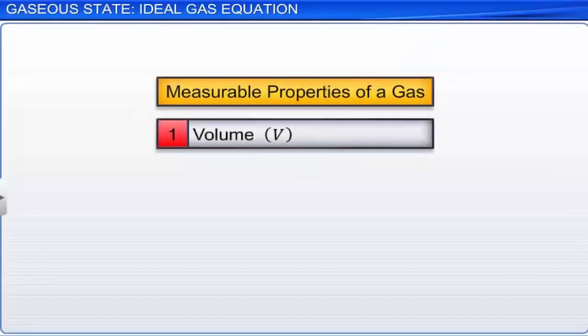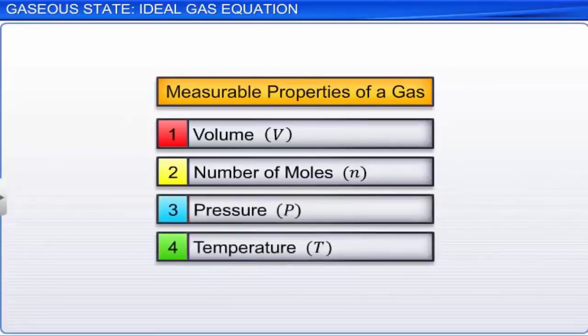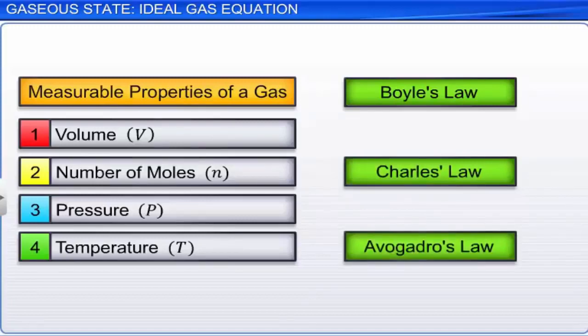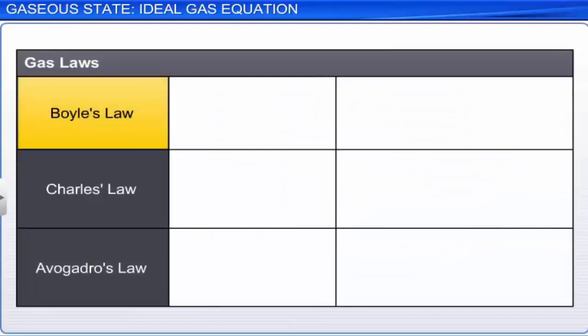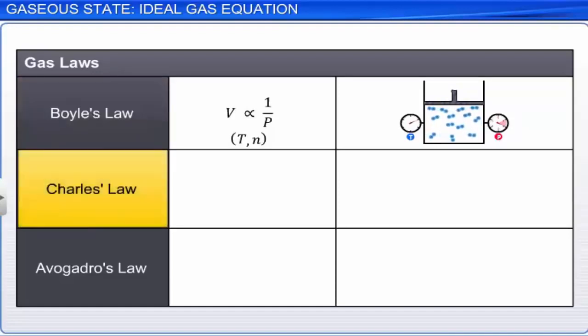We know that volume, the number of moles, pressure and temperature are the four interrelated properties that describe the behavior of gases. The relationship between these properties is described by three laws. They are Boyle's law, Charles' law and Avogadro's law. Boyle's law describes the relationship between pressure and volume. It states that volume is inversely proportional to pressure at constant temperature and number of moles. Charles' law describes the relationship between temperature and volume. It states that volume is directly proportional to temperature at constant pressure and number of moles.